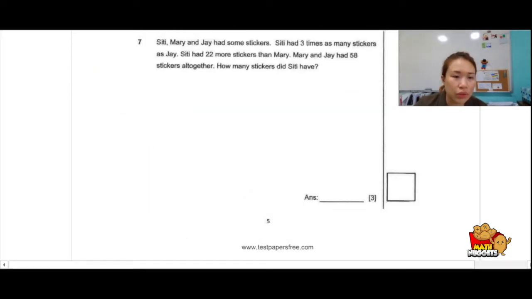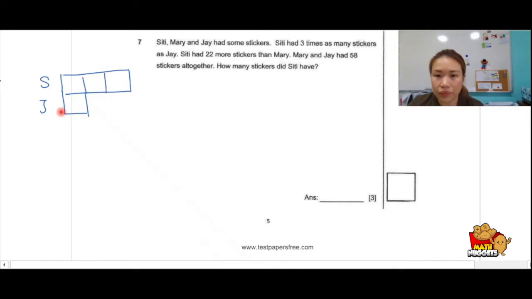Question 7, let me try to draw the model. City and J. City has 3 times as many stickers as J. So then City has 22 more than Mary. So Mary would be like, I don't know, maybe like that. And City has 22 more.